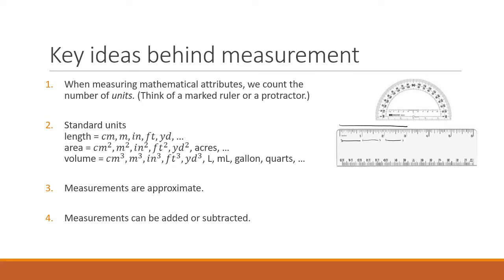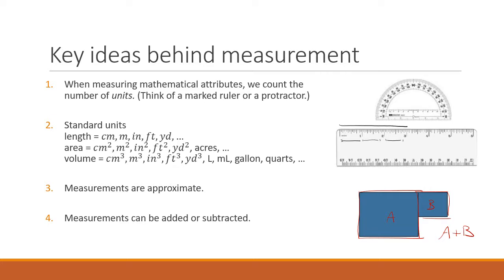And finally, measurements can be added or subtracted, and we use this idea so far. For example, if you have an object, a figure like this, we would like to understand the area, which is a mathematical attribute. We would try to find the area of this rectangle on the left first, then figure out the area of the rectangle on the right, and you can simply add the areas to figure out the total area. That was one of the key ideas that we use in the course.